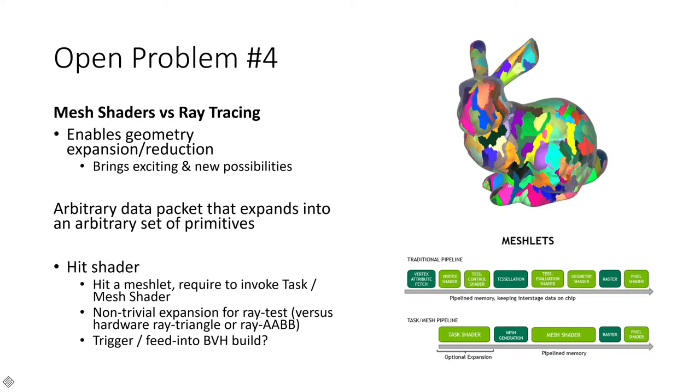And so in the case of building games with both mesh shaders and ray tracing and trying to keep things coherent, a hit shader that arbitrarily hits a meshlet would then have to invoke a task or mesh shader, which means a non-trivial expansion for ray testing compared to the hardware support for ray-triangle and ray-AABB. It sounds like quite the performance challenge, and so maybe there is a need for such an expansion to dynamically feed into the BVH builder for performance reasons. So some things to think about here.